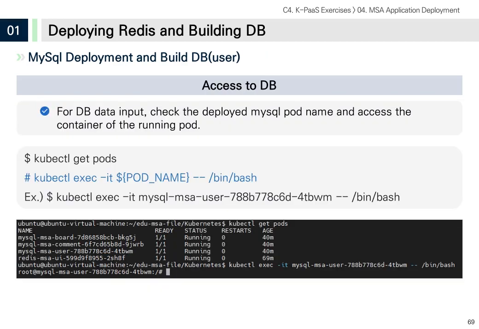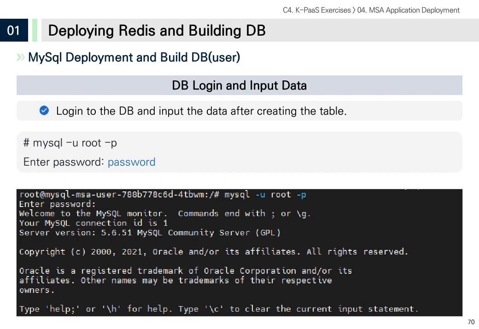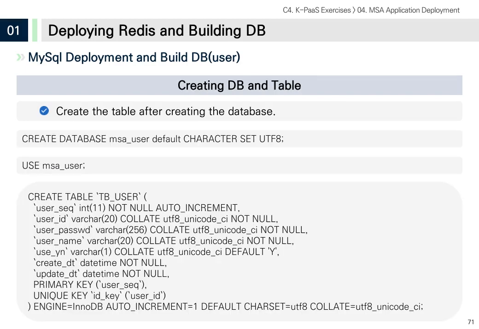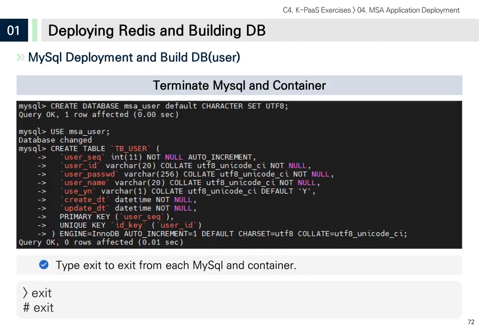Same goes for the user DB. Check the MSA user pod name with the kubectl pod viewing command, then access the MySQL MSA user by replacing the pod name in the command. Log into the user pod using the command shown in the textbook. Log into MySQL, then create the database. Then create the user API related table. If you have completed creating the database and table as shown in the textbook, exit MySQL and the pod by entering exit.